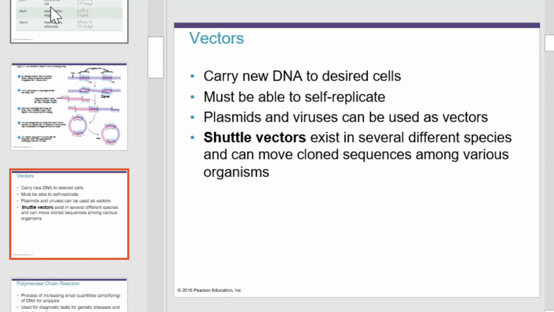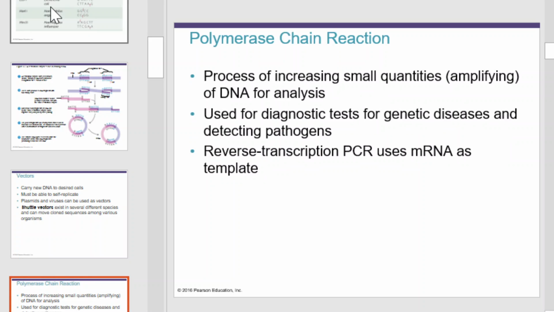Vectors carry new DNA to desired cells. They must be able to self-replicate. Plasmids and viruses can be used as vectors. Shuttle vectors exist in several different species and can move cloned sequences among various organisms.